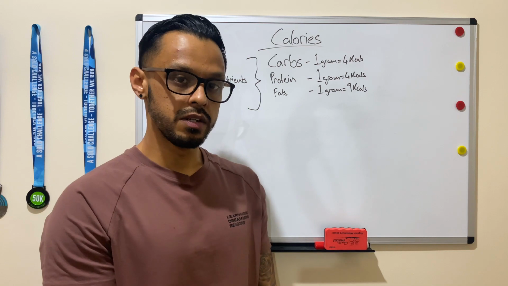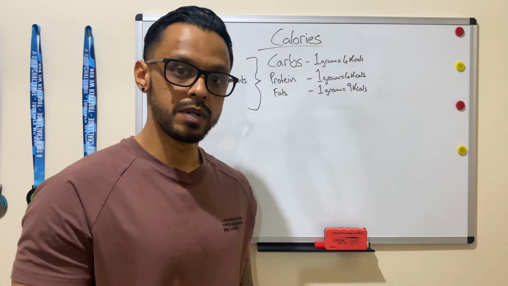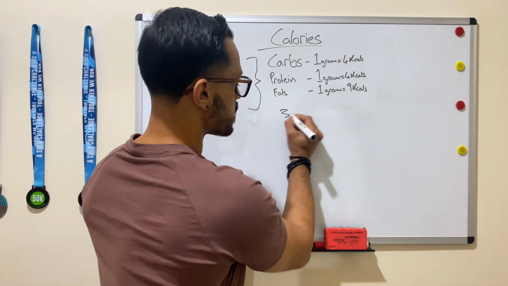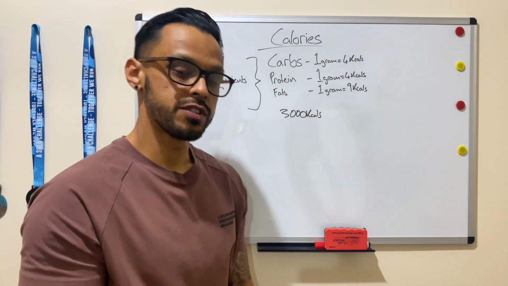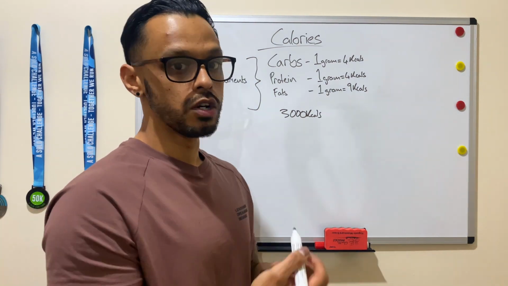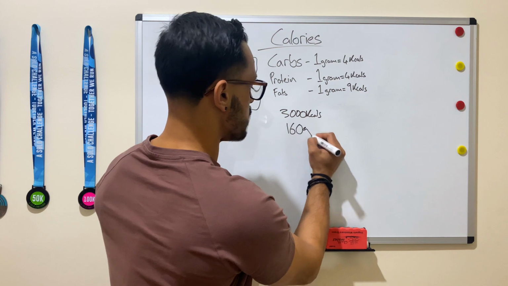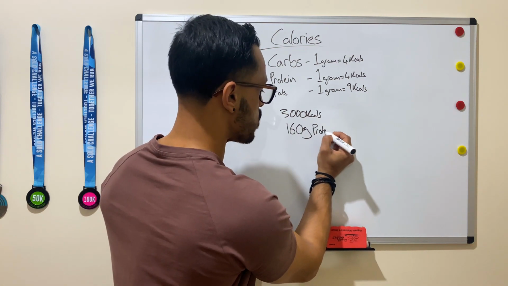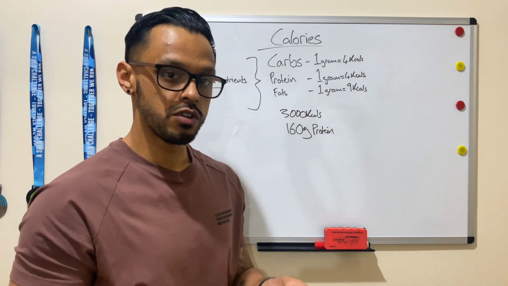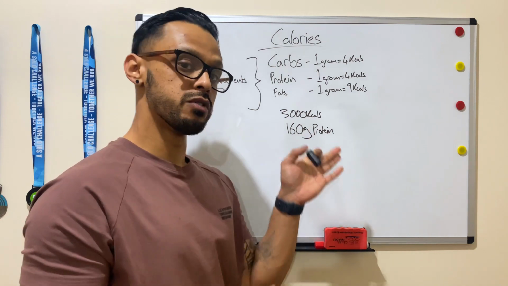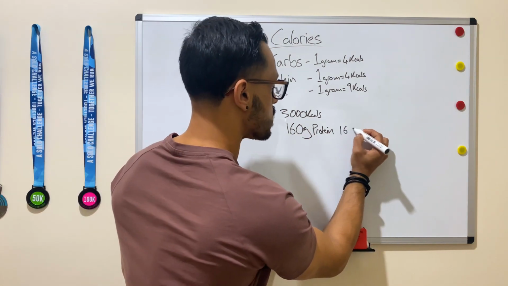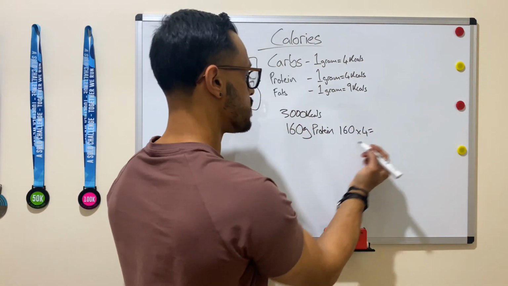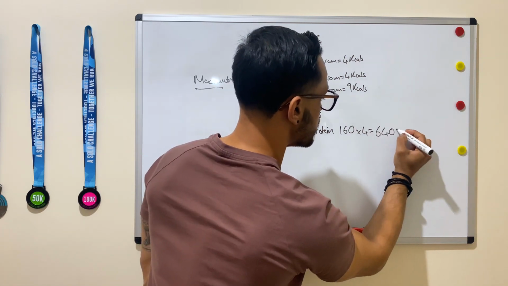Now how I calculate my macros. I'm currently consuming 3000 calories. From that 3000 calories, the first thing I want to do is go for my protein source. So I'm aiming for 160 grams of protein. How do I work out how many calories come from protein? Simple maths, it's 160 times 4, which gives you 640 calories.